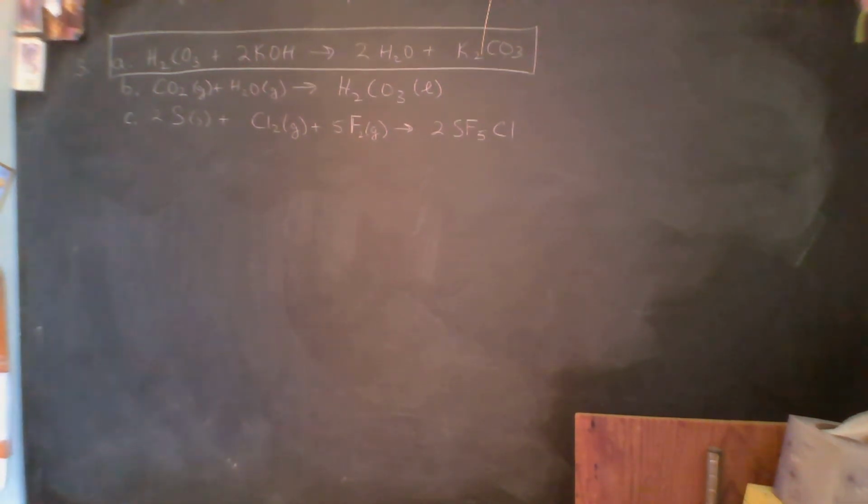Number 4. Can you read number 4? Which of the following is not a complete combustion reaction? So what is a complete combustion equation? Let's again look it up and make sure we understand our definition. A complete combustion is a reaction in which oxygen, O2, is added to a compound that has carbon and hydrogen, producing carbon dioxide and H2O.